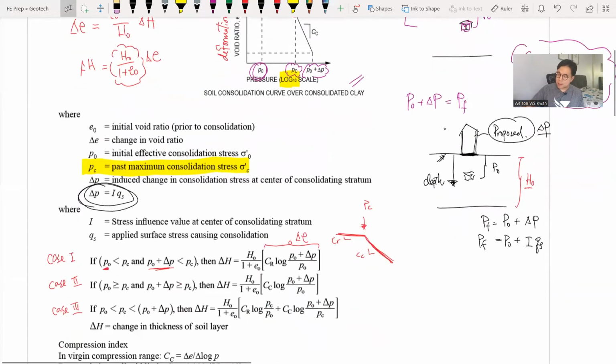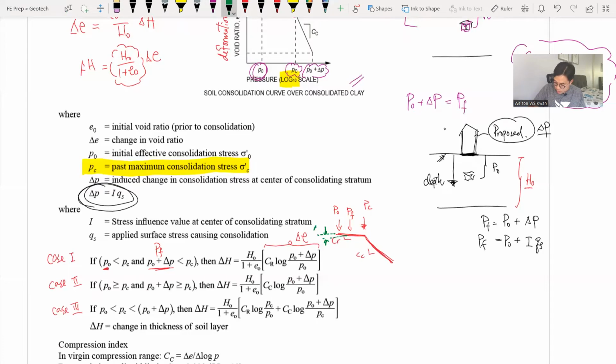And case one is the case where both your initial stress and your final stress are both less than the P sub C. So this is the P sub naught, and this is the P sub F. That is case one. When we do our settlement analysis, what we want to deal with at the end of the day is the delta Y between these 2 points.